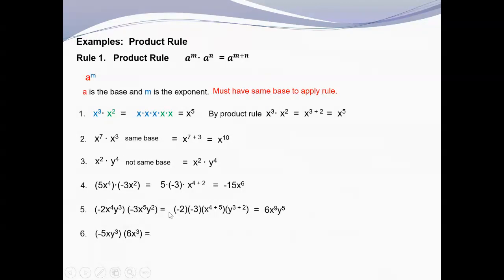Okay, and this one I just did, I didn't show the middle step. You see negative 5 times 6 is negative 30. You have an x to the 1st power and x to the 3rd power. You add the powers. 1 plus 3 is 4. Since the 6x cubed doesn't have a y, we'll just bring the y cubed over. So this is your result.